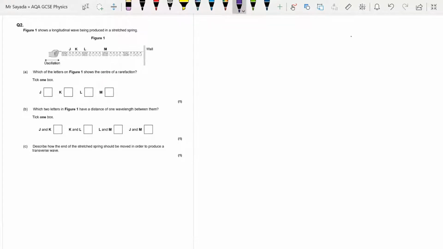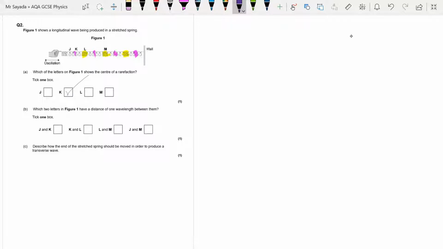So a compression is the area of high pressure and the rarefaction is the area of low pressure. So this here that I've highlighted in yellow, that's the compression. This is a compression. This is a compression. And then in pink, I'm going to highlight the rarefaction. So the rarefactions are the area of low pressure, which are halfway between those compressions. So the center of a rarefaction is therefore going to be K.